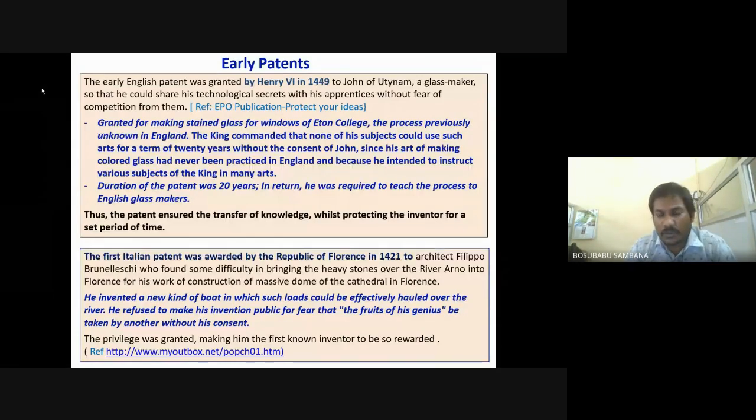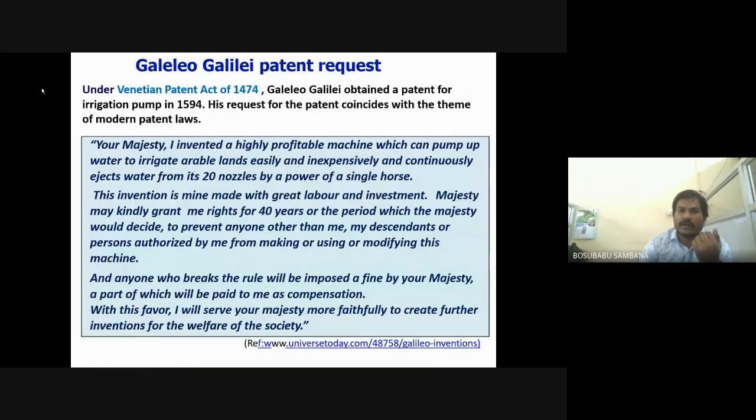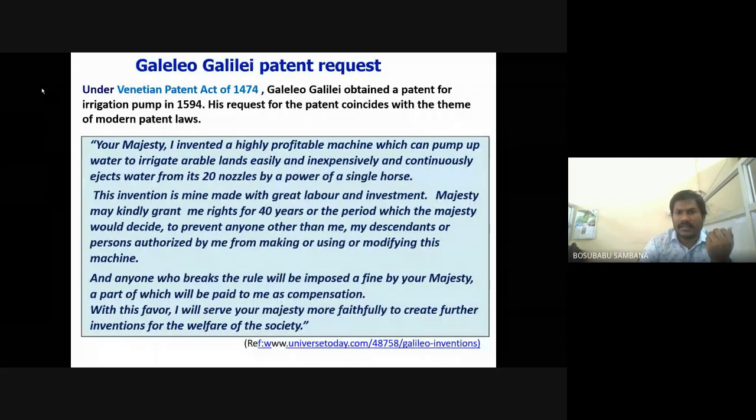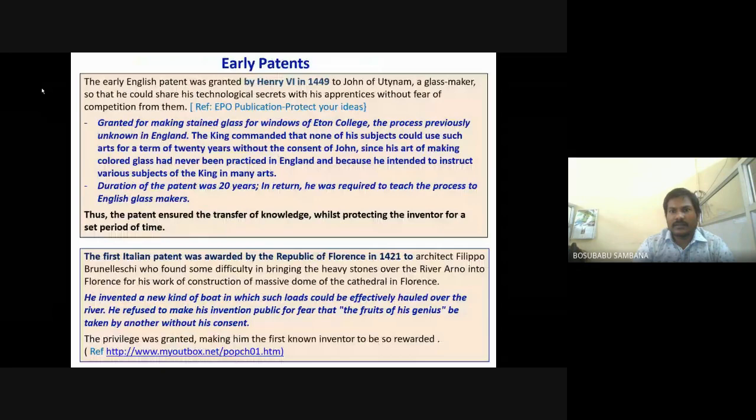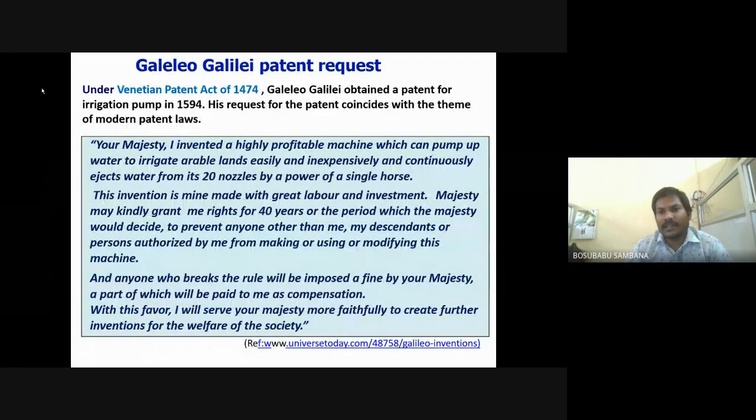Next, the Venetian Patent Act. So many patent acts also there. First one, invention, incentive, and requirements. And everyone knows Galileo Galilei's patent request under the Venetian Patent Act. Galilei discovered one thing, the irrigation pump machine, the first innovation of Galileo Galilei. Later, he invented the telescope and so many things. But the first innovation of Galileo Galilei is the irrigation pump for agricultural requirements.